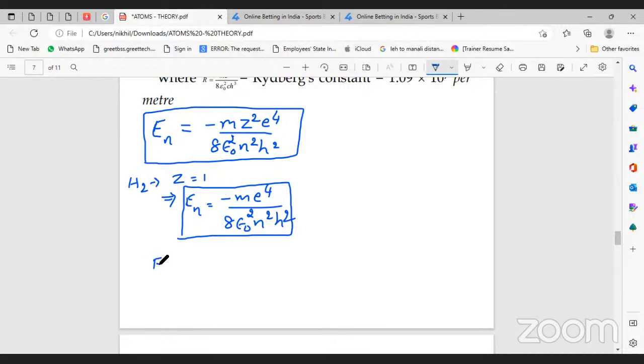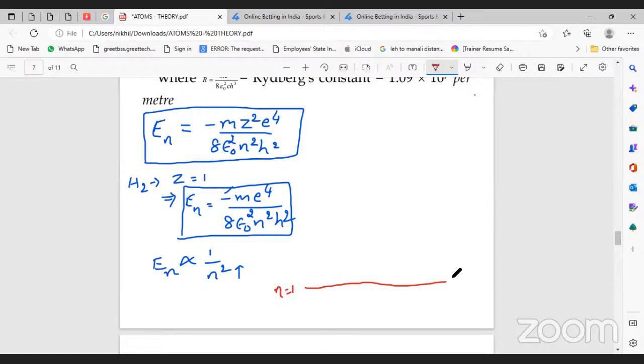So clearly this tells the energy in the nth orbit is inversely proportional to n squared. So as the orbit number increases, the total energy in magnitude will decrease. But because of this negative sign, you can tell that the total energy also increases with increase in the principal quantum number n. Now I am going to consider this as the first orbit, n equals 1.